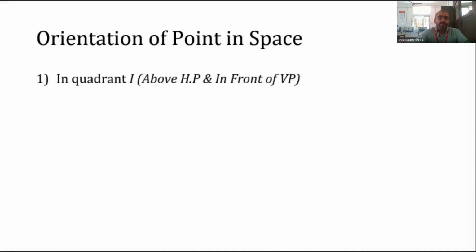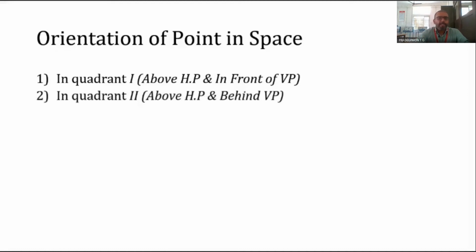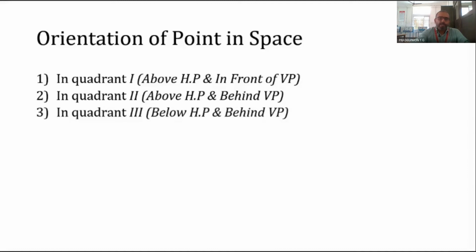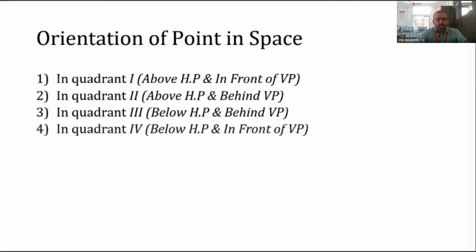So the first orientation that is possible for a point is that the point is lying in the first quadrant. That is, it is above HP and in front of VP. And the second condition, the point is lying in the second quadrant, that is above HP and behind VP. Third, the point is in the third quadrant, below HP and behind VP. Fourth quadrant, below HP and in front of VP. These are the 4 orientations of points depending on the quadrants in which it lies.